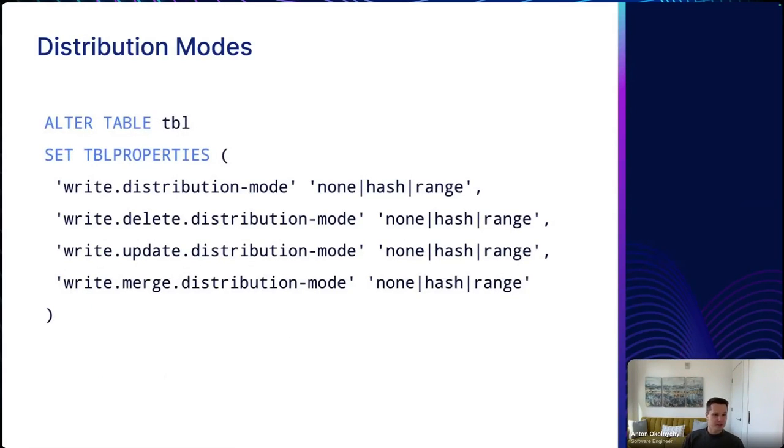Iceberg allows you to configure the distribution modes for different types of operations. So you can pick one mode for append, another one for update, and something else for merge, based on the use cases and based on the workload.